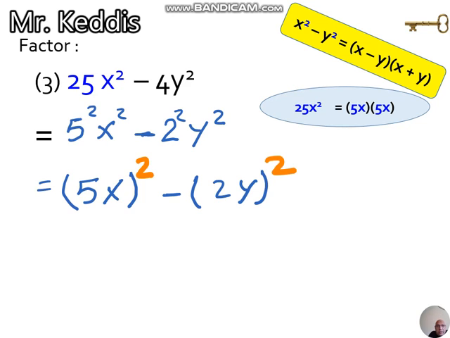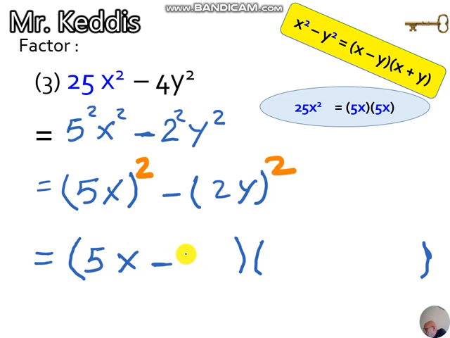To factor this, I factor two binomials: 5x minus 2y and 5x plus 2y.